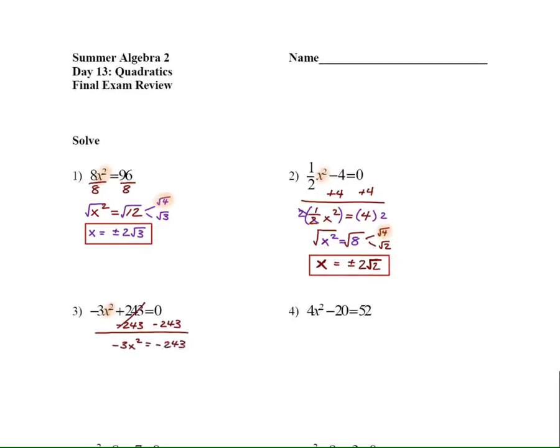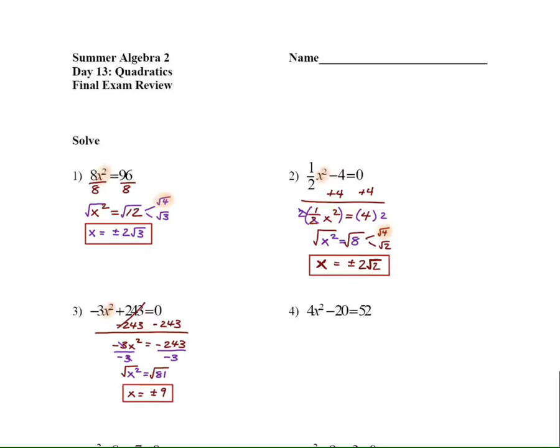So I get negative 3x squared equals negative 243. Then I'm going to divide both sides by negative 3. So I get x squared equals 81. And then if I take the square root of both sides, I get x equals plus or minus 9. That was a perfect square, so it works out to a whole number.